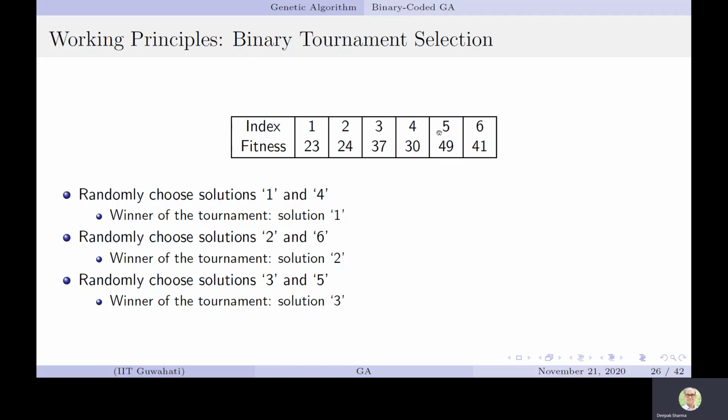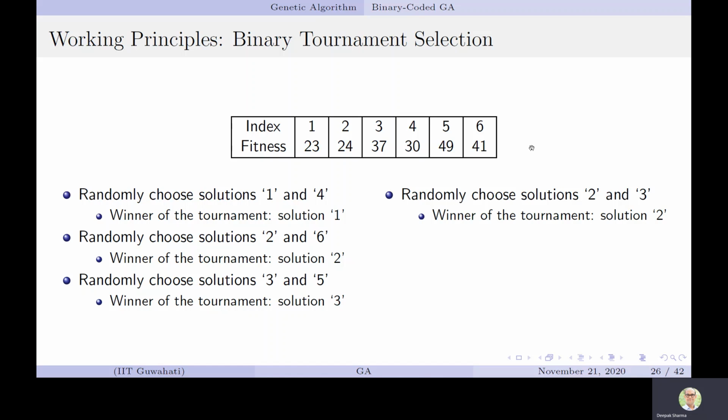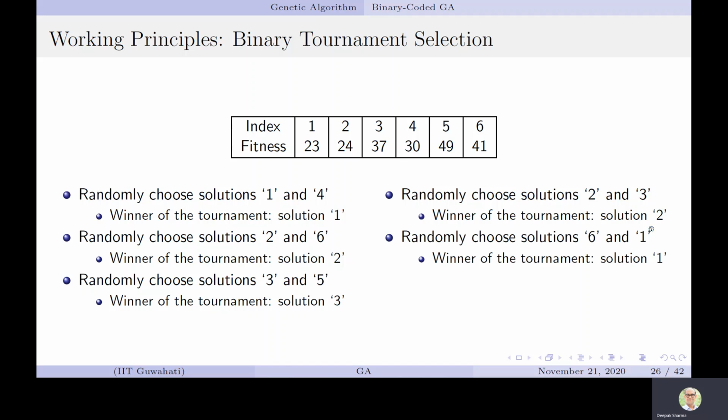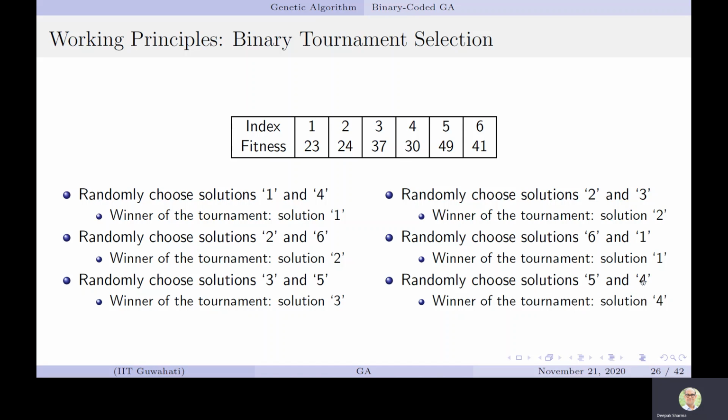And we remember that the population size is 6. So we will reassemble all the solutions as you can see in the table, and let us perform the binary tournament selection one more time. In this case, let us choose solutions 2 and 3 randomly. Solution 2 is the winner based on fitness. Then let us choose 6 and 1 randomly. Solution 1 will be the winner, and then the left out solutions are 5 and 4, and 4 is the winner. So we performed binary tournament selection twice. In the first tournament, we selected 3 solutions: 1, 2, 3. In the other tournament selection, we selected 2, 1 and 4.